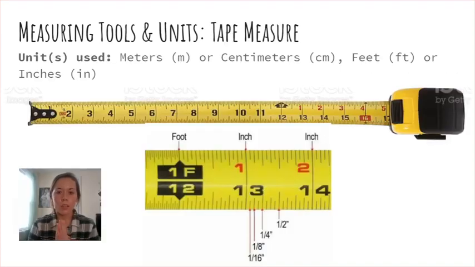Okay, so our last tool, and my actual personal favorite, I like the yardstick, but I love the tape measure, is, okay, I gave it away, the tape measure. The units that are used in a tape measure are meters, represented as m, or centimeters, which we know was cm, feet as ft, or inches as in. So it can use almost all the units that we've talked about so far in just one tape measure. But that depends on the type of tape measure you have or you get.